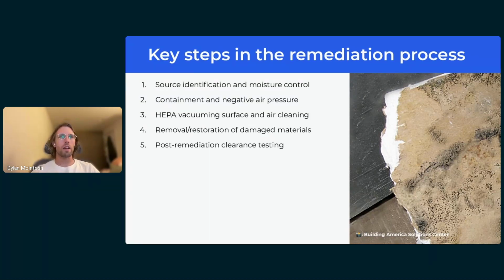Typically when you're vacuuming, things are dry, but there are wet/dry HEPA vacuums on the market too. So you could vacuum materials that are wet as well with HEPA filtration.